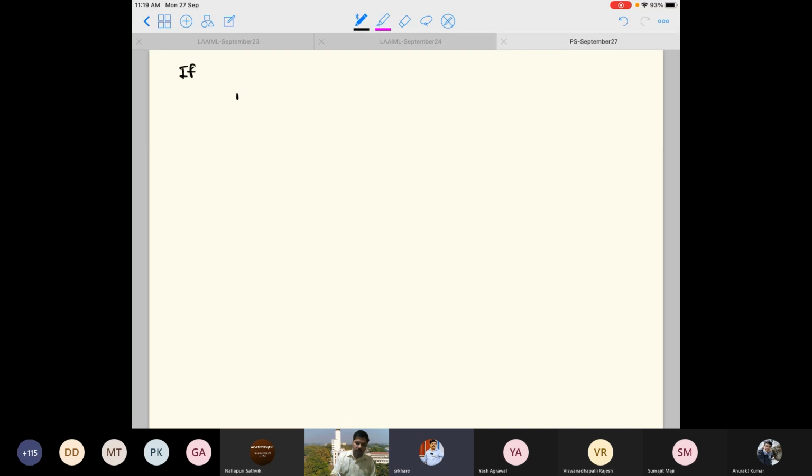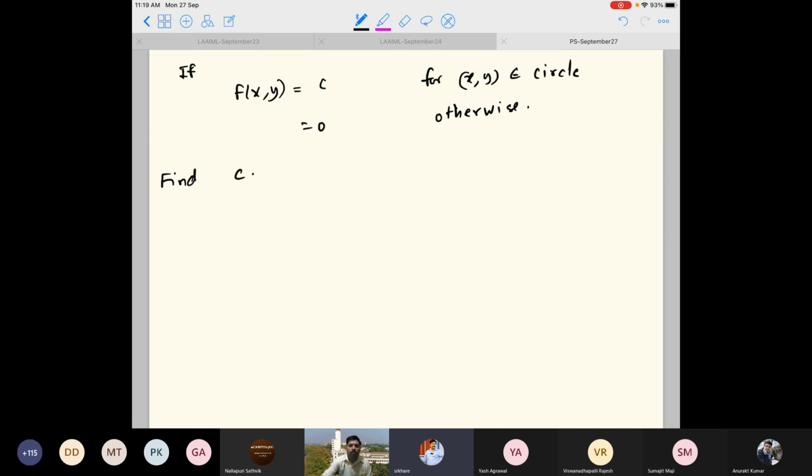Okay. So now what I'm going to do, corresponding to this random variable, I'm going to define the density. Okay. So if f of xy, the density is equal to c, constant, for the point xy belonging to the circle. Otherwise, it is equal to 0. So suppose this density is given, then obviously the question is find c. What is this c? Okay. So we know that integral minus infinity to infinity f of xy dx dy has to be equal to 1.